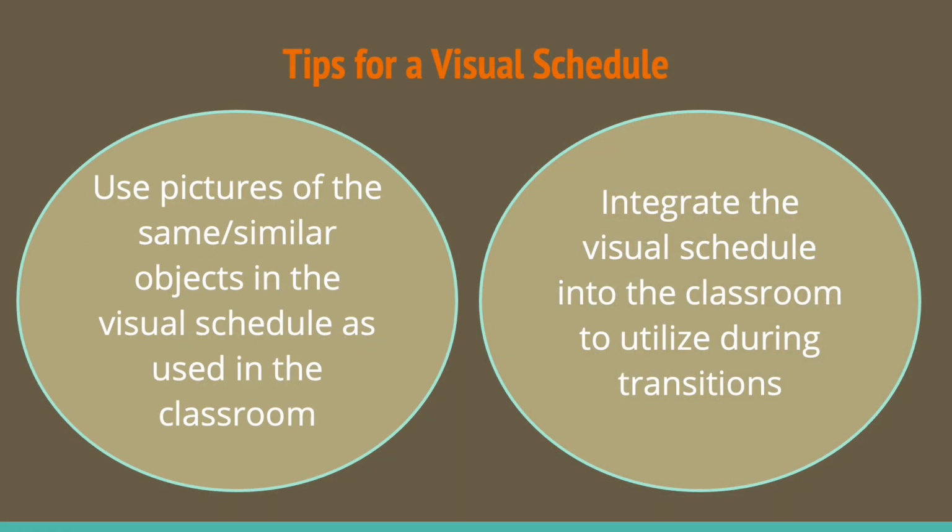One tip for a visual schedule includes using the same or similar objects in the visual schedule as used in the classroom. For example, to indicate the end of the school day, use a cue card with a backpack on it. Another tip involves integrating the visual schedule into the classroom to utilize during transitions. For example, prior to transitioning out of the classroom, ask the students to point to the visual schedule where they are going.